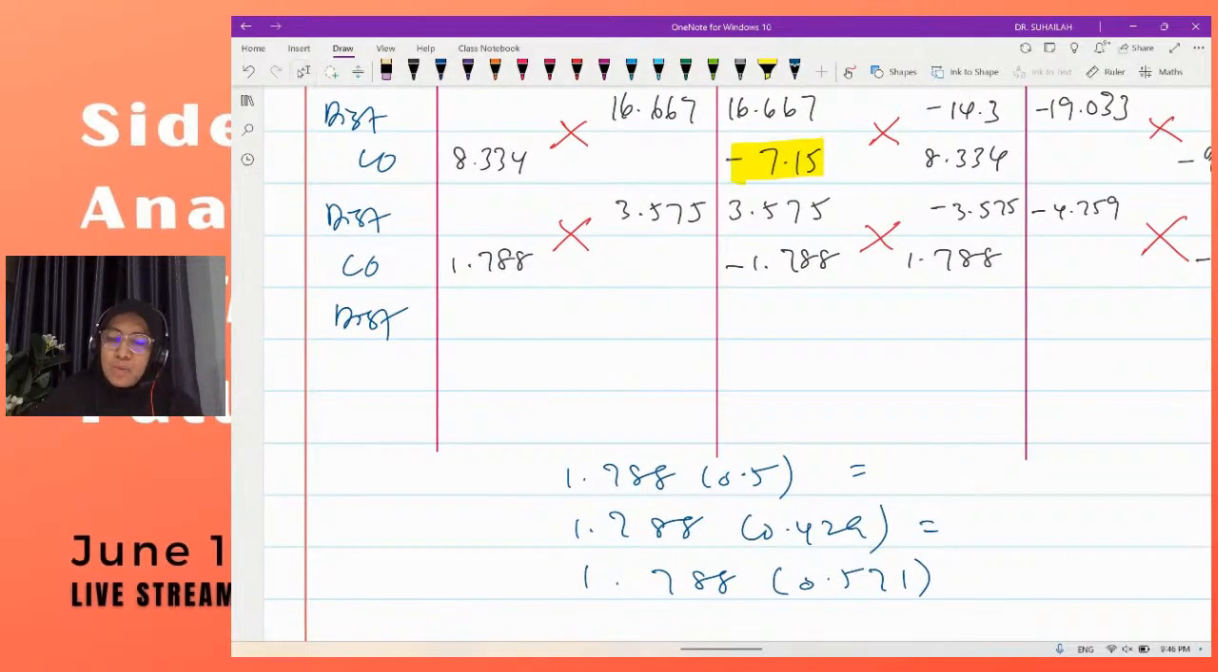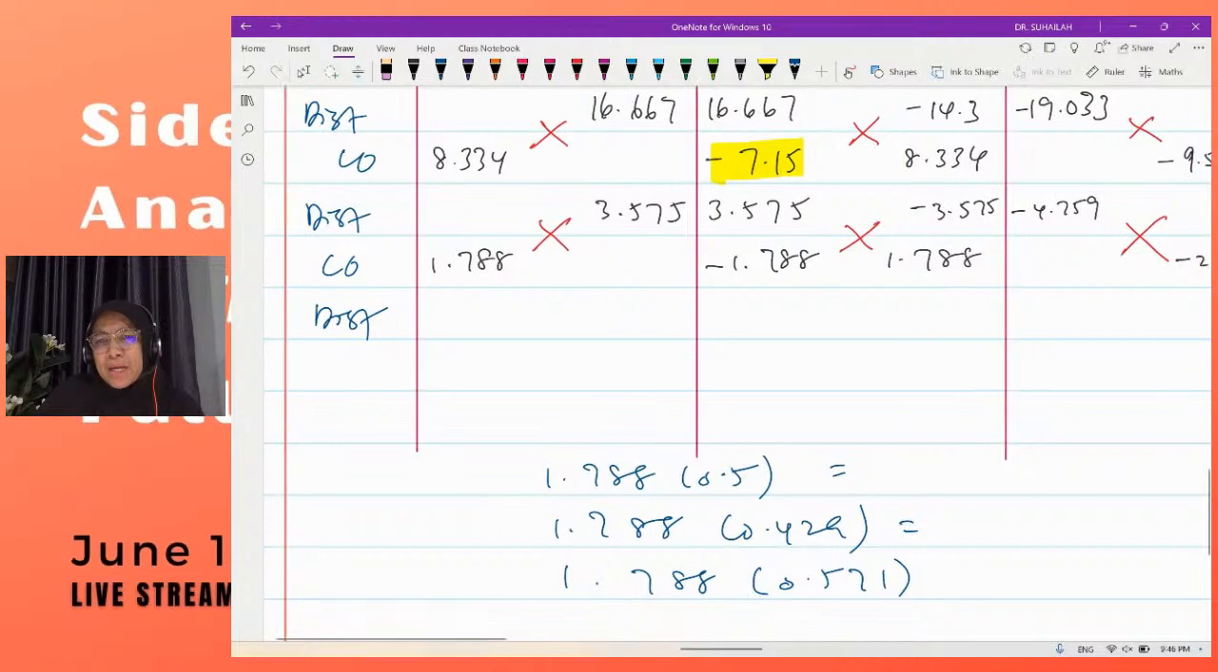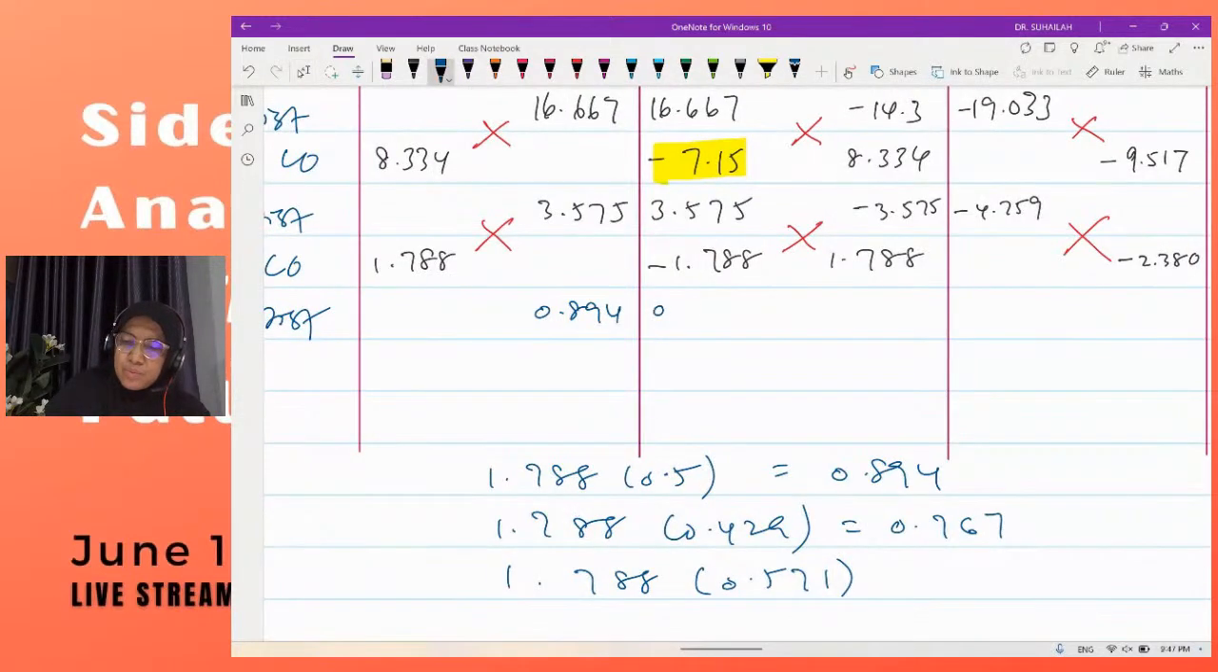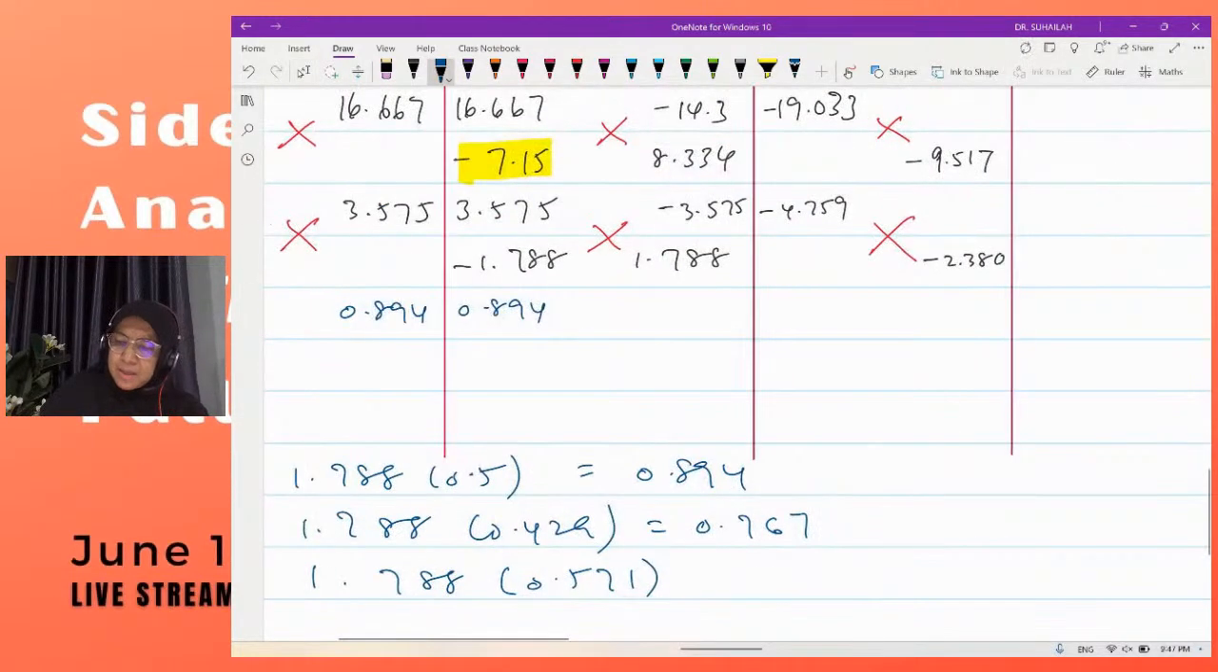Bukan. 1788 times 0.5 dapat 0.894. 0.894, it is positive. 0.767. This one is 0.894 as well. This is negative, 0.767. Another one.